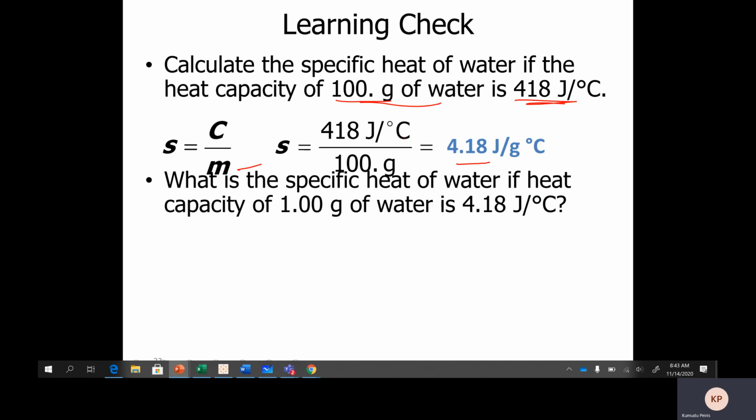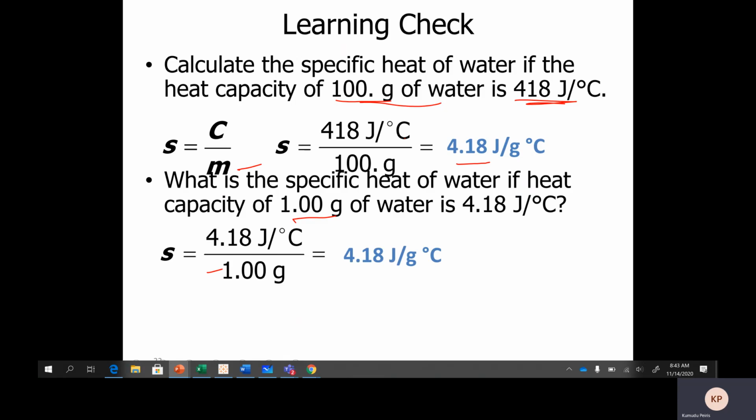So what is the specific heat of water if the heat capacity of 100 grams of water is 418 joules per degree Celsius? Again, we'll use the same equation. We'll divide the heat capacity by the amount, that is 1.00 gram. We'll get the same number. So what does that mean? Yes, the specific heat does not depend on the amount of the object.